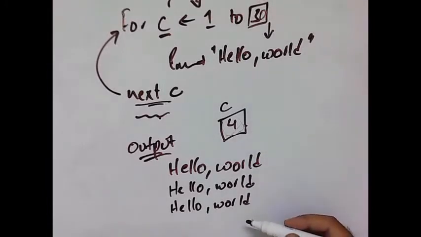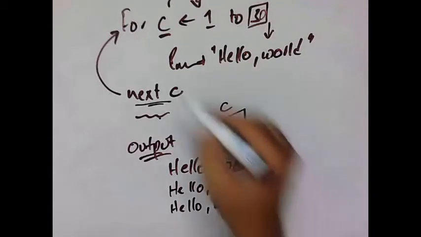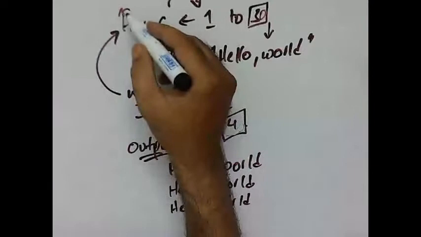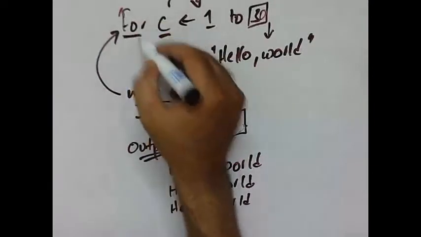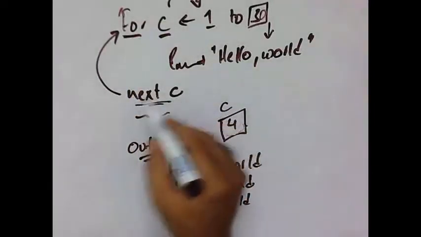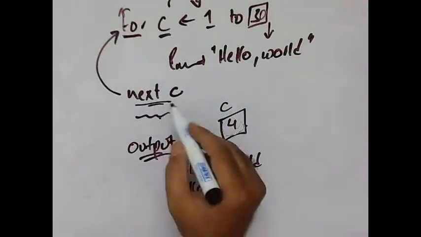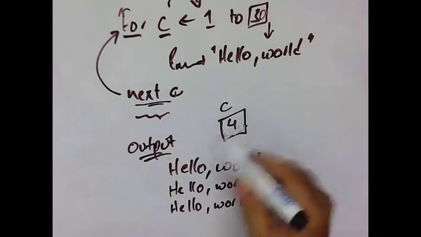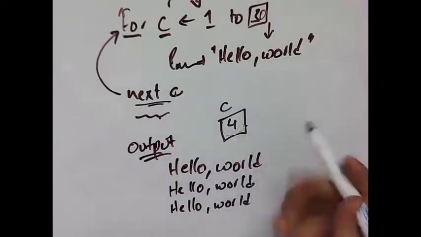Now this is how a loop works. It has a starting point. If we're talking about a for loop, this FOR is the starting point, and next C, or next whatever variable is written, is the ending point. Whatever is between these two lines will be executed multiple times.